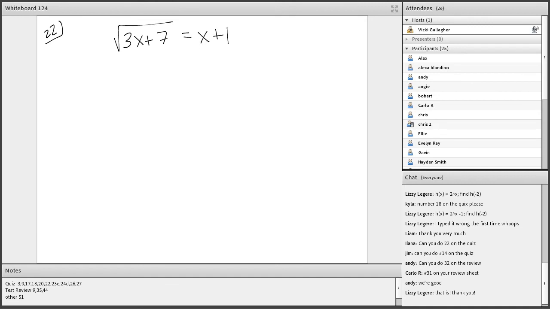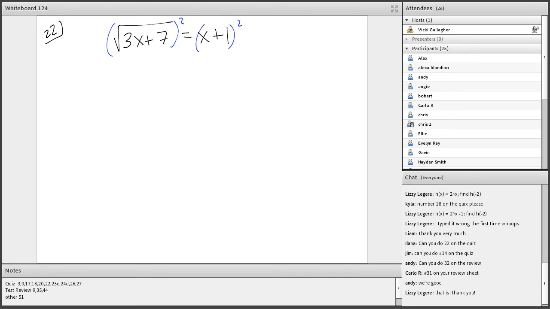So on this one, similar to number 20 that we had done earlier tonight, it's really important that the radical is all by itself. So there's no numbers or letters on the left side of the problem that are not underneath the radical symbol. So that's really, really important. And once the radical is by itself, you can square both sides.